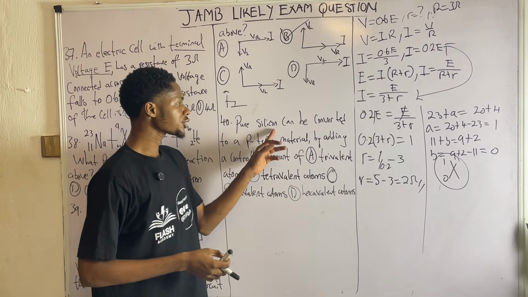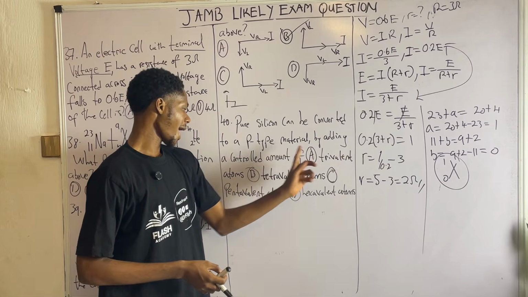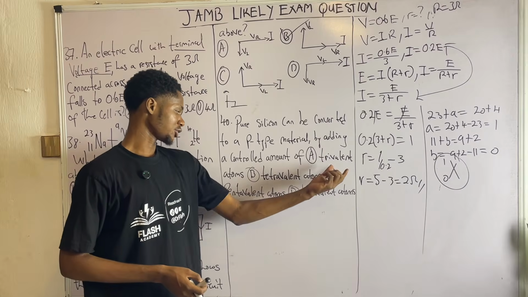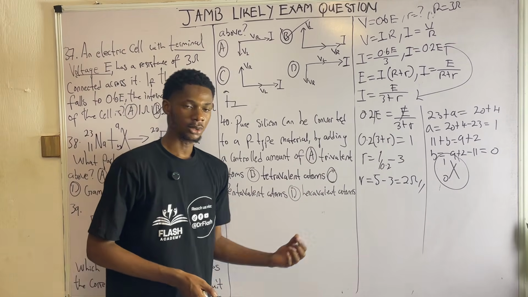Now question 40, the last one. Pure silicon can be converted to a p-type material by adding a controlled amount of what? A trivalent atom, pentavalent atom, hexavalent atom.